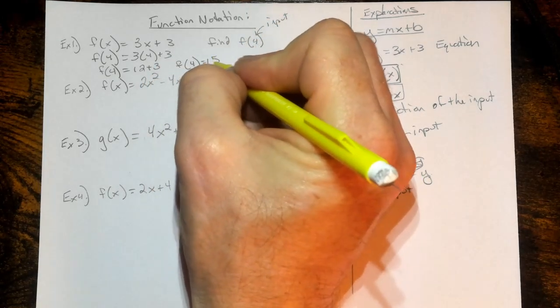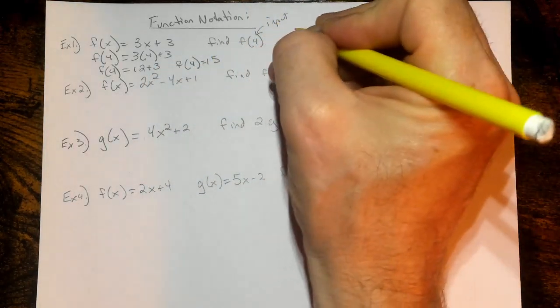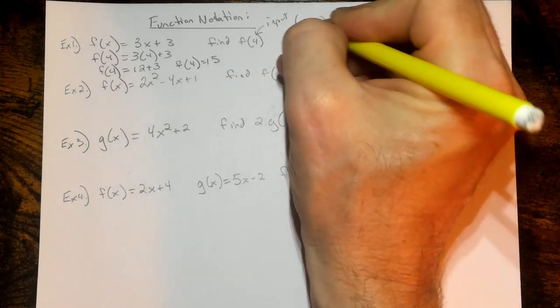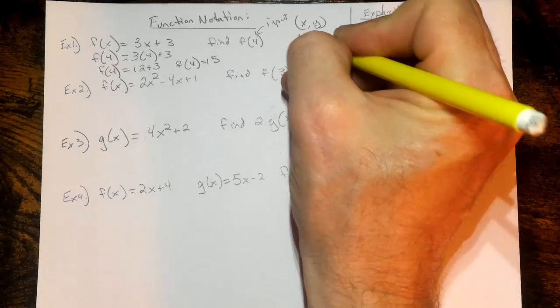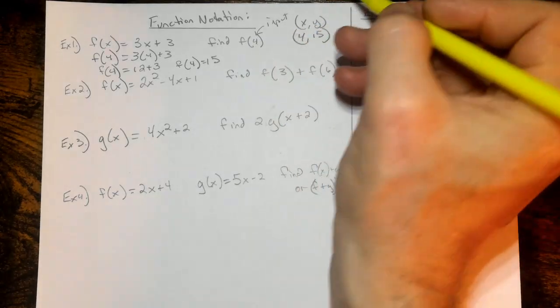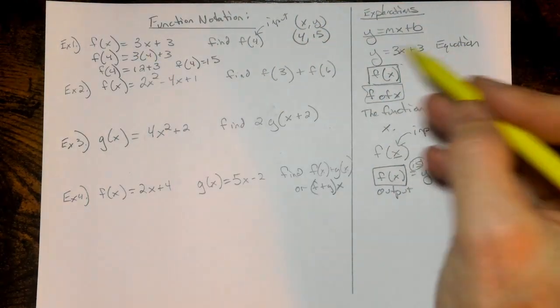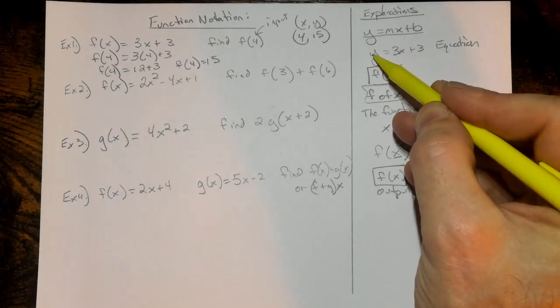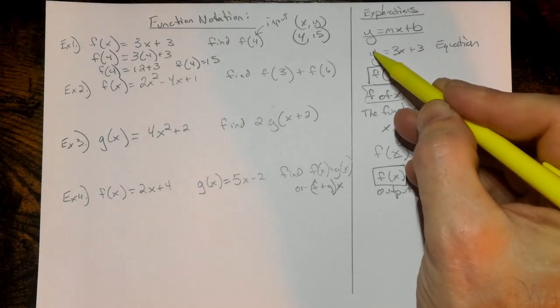equals 15. And so what that simply means is that I have an input, which we know inputs and outputs to be ordered pairs, right? X, Y. I have an input of 4. I get an output of 15. And I would get the same thing if I used the equation here. If I plugged in 4 times 3 plus 3 gives me the output of 15.